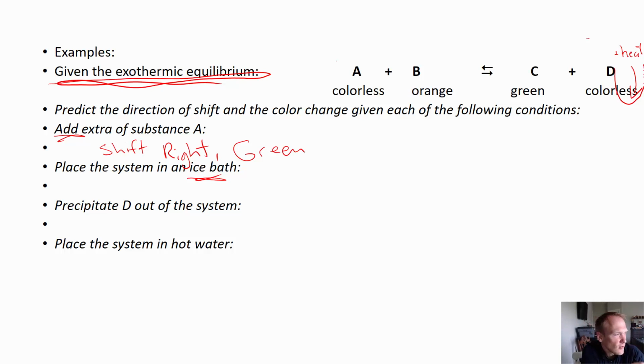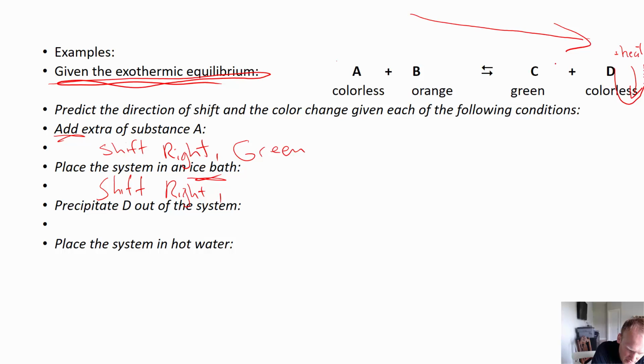And when you dig a hole, guess what happens? Water runs toward the hole. So the reaction will shift toward the side we're removing from. This is also a shift right. And guess what? If we shift right, we're going to produce more green product. So this will become more green.